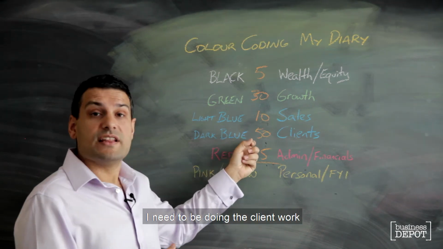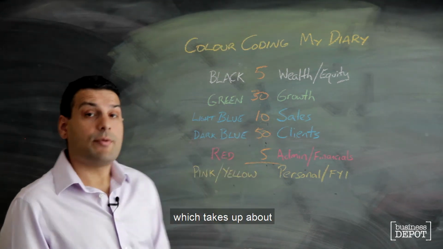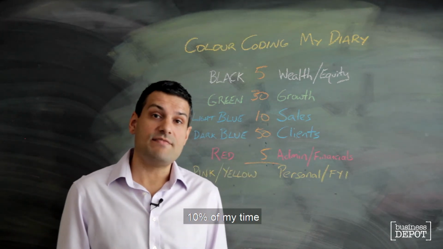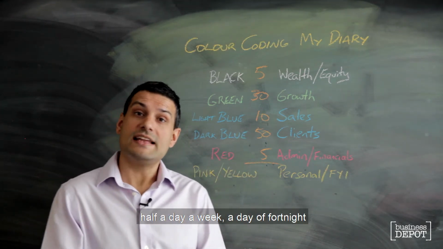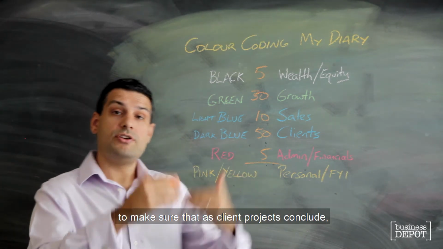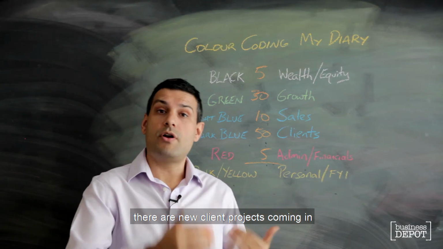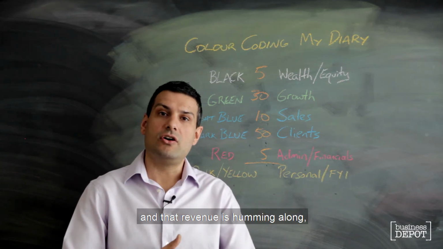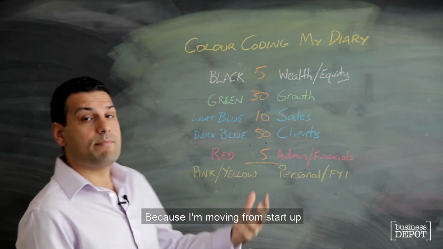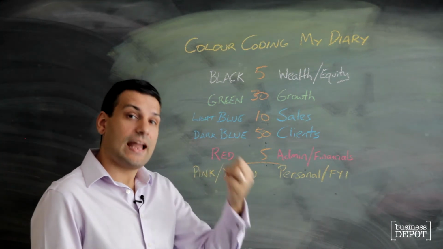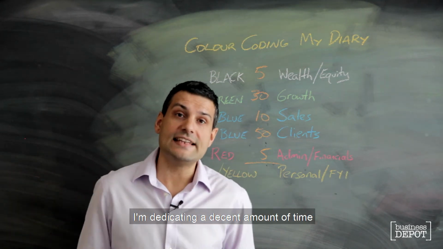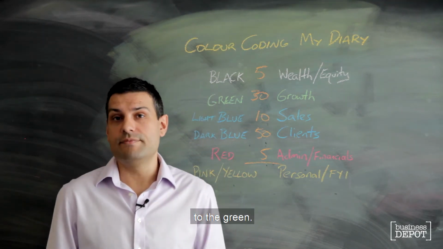I need to be doing the client work, which takes up about 50% of my time, and I need to be dedicating 10% of my time, half a day a week, a day a fortnight, on that sales activity to make sure that as client projects conclude, there are new client projects coming in and that revenue is humming along. That revenue is energy for my business. Because I'm moving from startup into scale up, from the blue phase into the green phase, I need to make sure I'm dedicating a decent amount of time to the green.